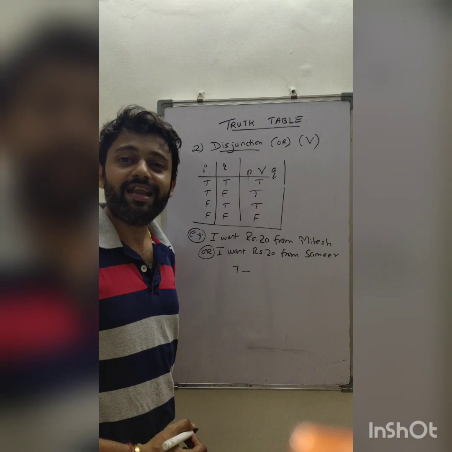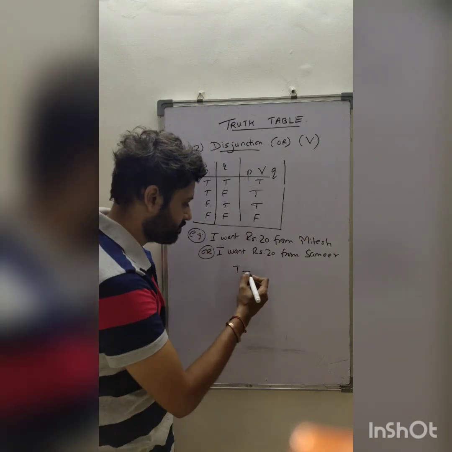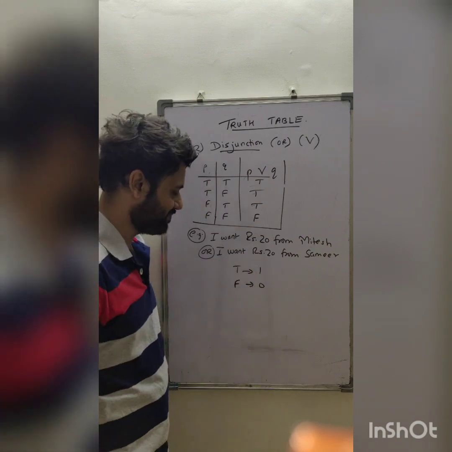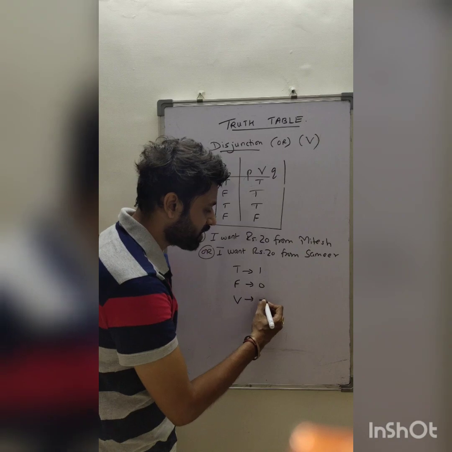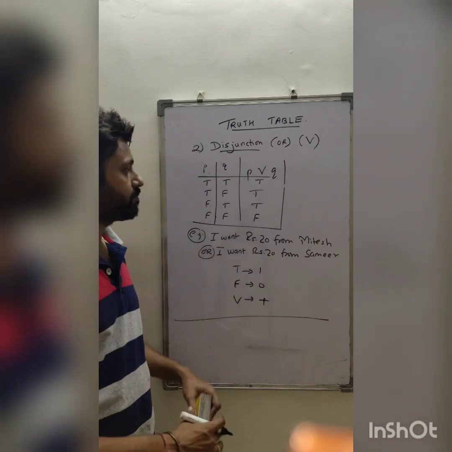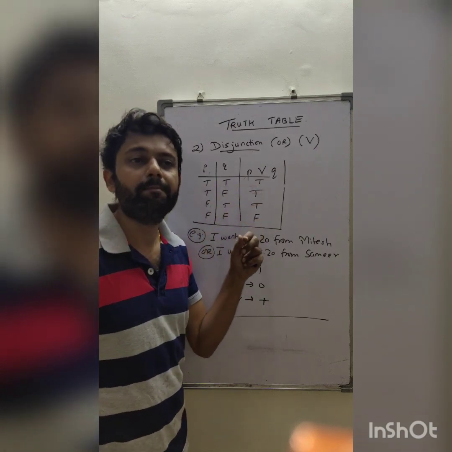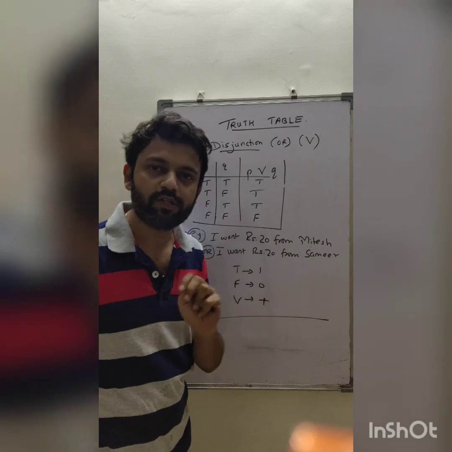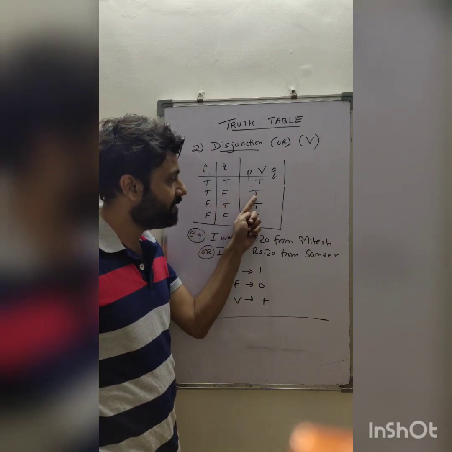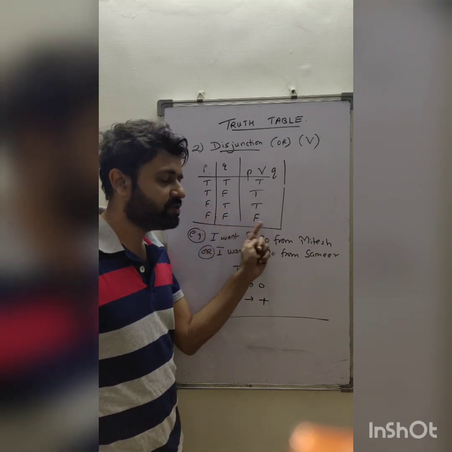by using 1 and 0, which are called binary numbers. Suppose T is 1, F is 0, and OR in maths means plus. So try to understand. 1 plus 1, don't say 2, we are learning binary numbers. In binary numbers there are only 1 and 0, so 1 plus 1 is 1. Answer is 1. 1 plus 0 is 1. 0 plus 1 is 1. 0 plus 0 is 0.